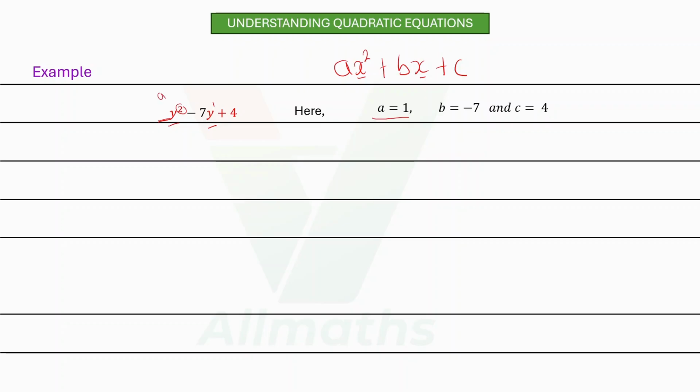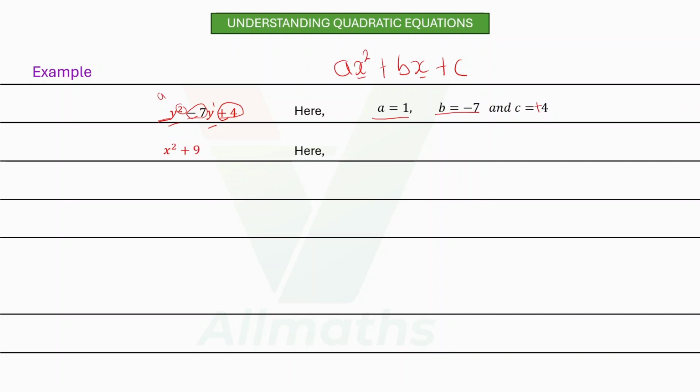Now let's look at b. The coefficient of y is what? Minus 7. Okay? The one with the power of 1, the coefficient is what? Minus 7. And the constant number with that variable is what? Plus 4. Of course, which is the same as positive 4, or just 4 like that.